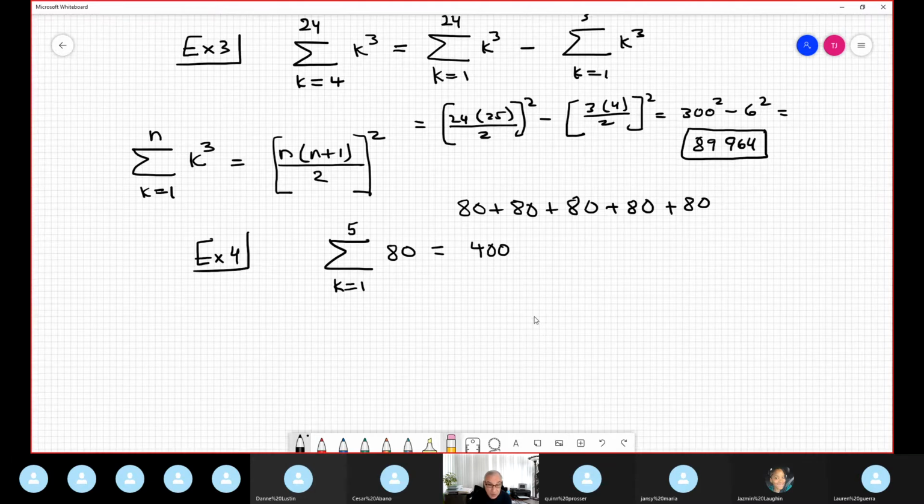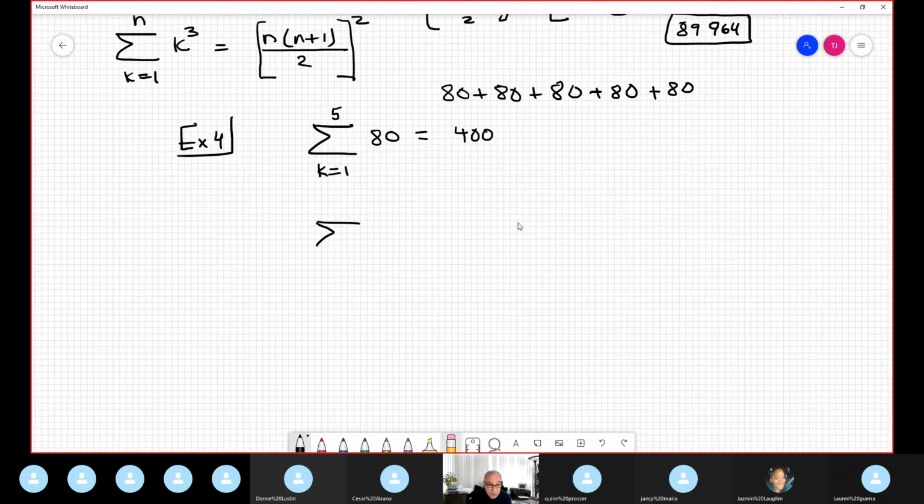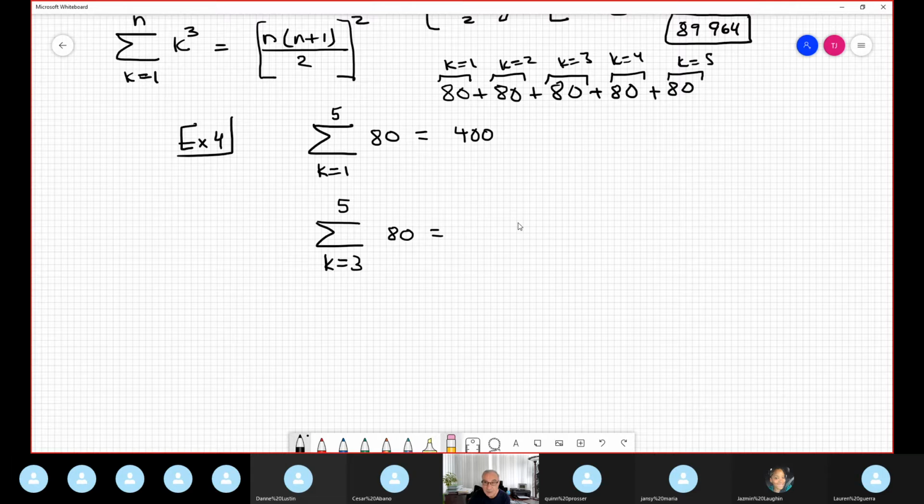However, the problem I propose to you now is sigma from k equal 3 to 5 of 80. Then the student says, wow, I don't understand very well, because this is for k equal 1, look. This is for k equal 2. Remember, k is the index variable, it gives me the sequence of the summation symbol. This is 3, this is 4, and this is 5. So actually, the thing we need is only this. Bang, bang, and bang. So from k equal 3 to 5. Actually it's 80 plus 80 plus 80, which is 240.